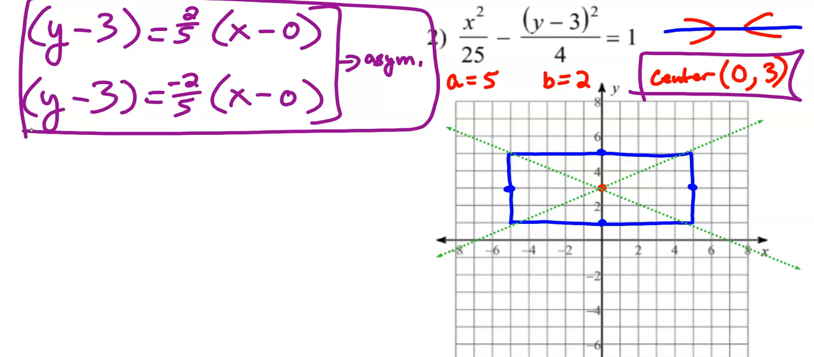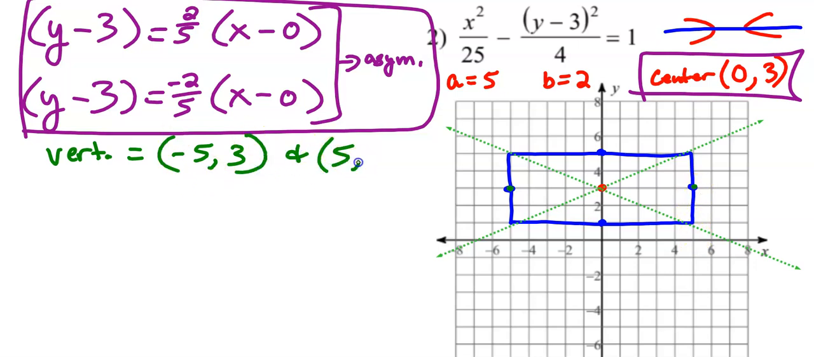So the vertices are going to be found right here at this dot. Remember, it's horizontal because we have a horizontal transverse axis. So right here is one vertex, right here is the other. So this is at -5, up 1, 2, 3. So vertices are at -5, 3, and then the other one is +5, 3.